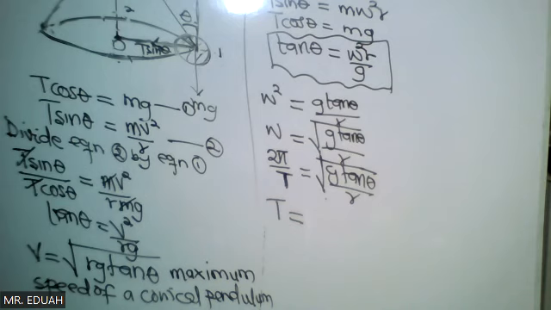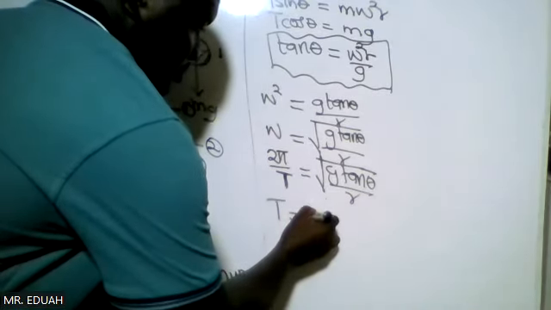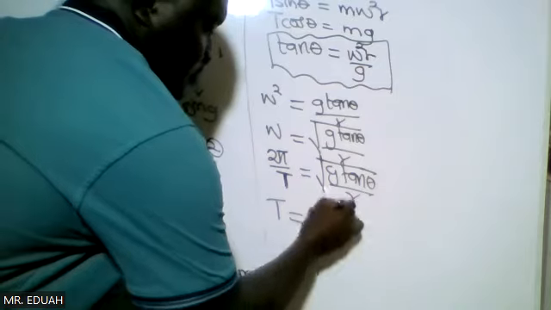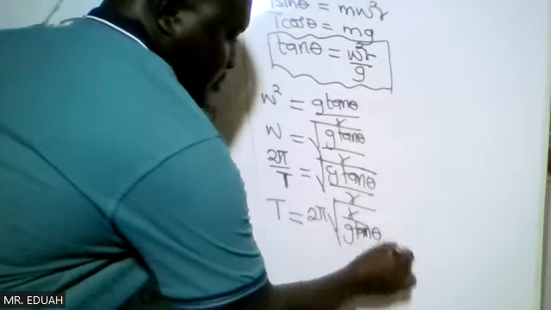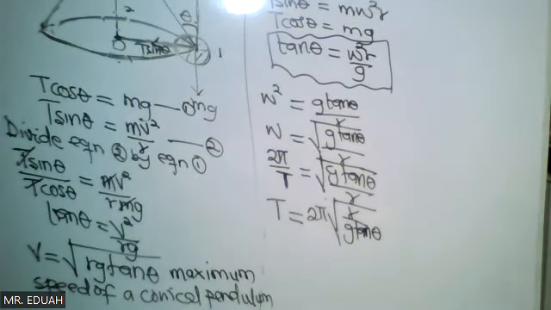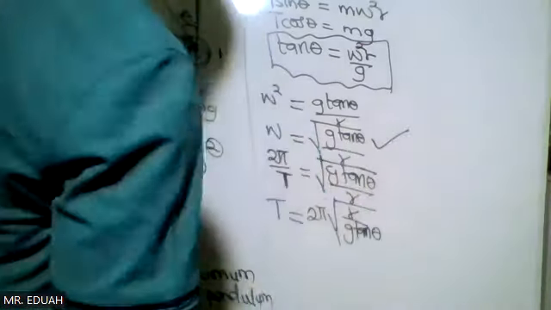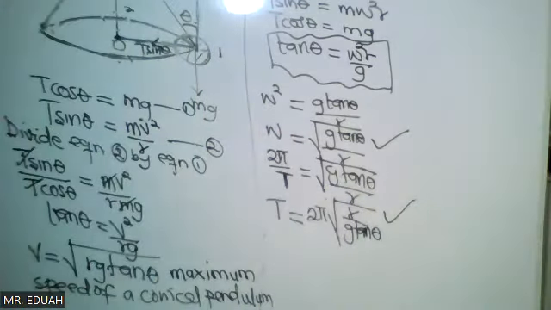2 pi divided by square root of g tan theta out of r. Okay, so if you're asked to find the angular speed omega, this is what you use. If you're asked to find the period of oscillation, this is what you use.